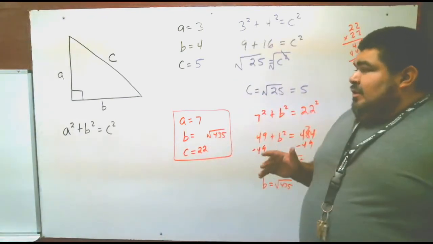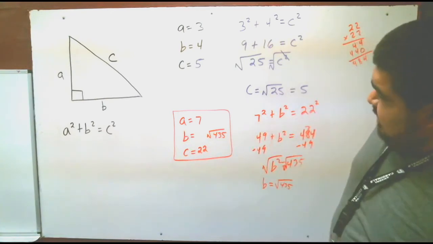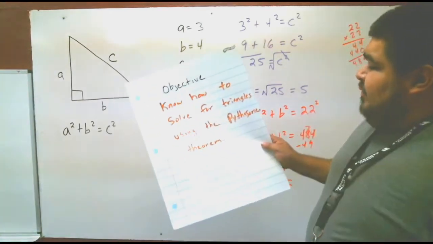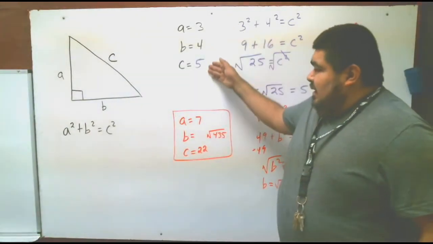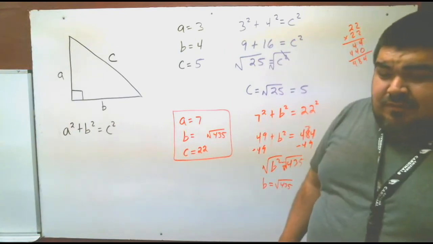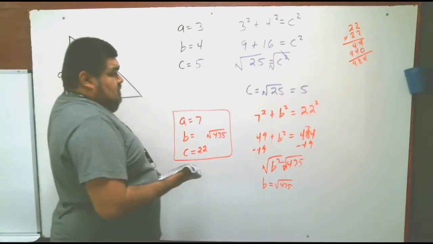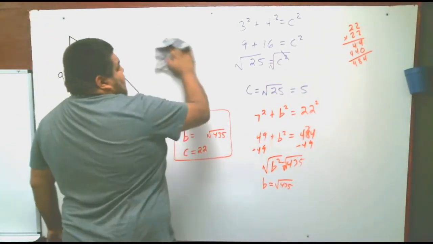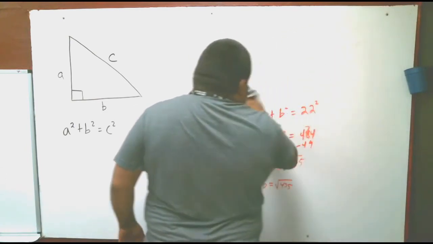Alright guys, so again, we're doing Pythagorean theorem. Our objective was to solve for a triangle using the Pythagorean theorem, which we did. We have two examples here. Make sure everything's on your notes. Now that everything is on your notes, I'm going to give you guys a problem to work out yourselves.